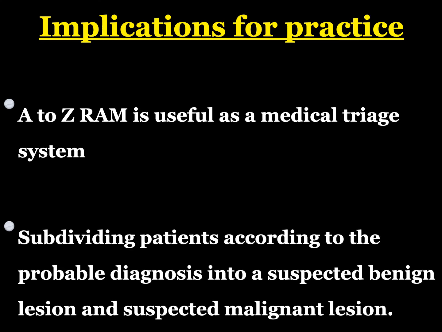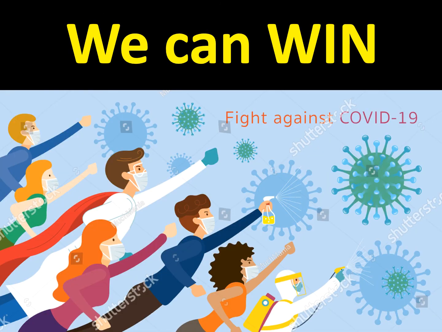Secondly, it's a medical triage system, so we can divide the patients into two classical types: suspected benign lesion and suspected malignant lesion. If we suspect a benign lesion, get an MRI done and do a biopsy if required for that lesion. If we suspect a malignant lesion, get the MRI done and refer at the earliest to a tertiary cancer care center where the patient can be managed in a better way with proper treatment methods. Yes, we can win. We can win the fight against cancer and we can win the fight against COVID.